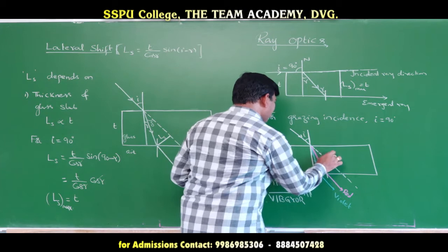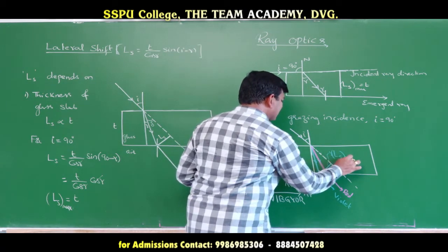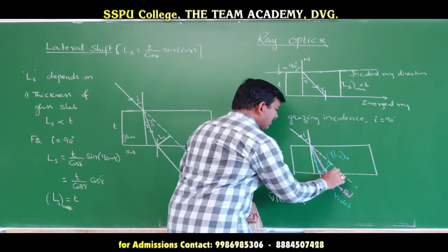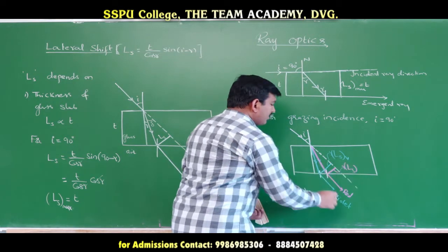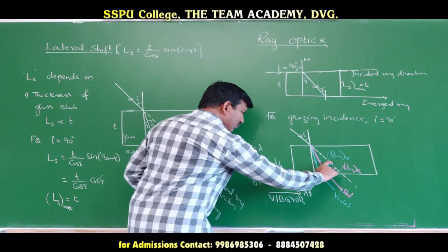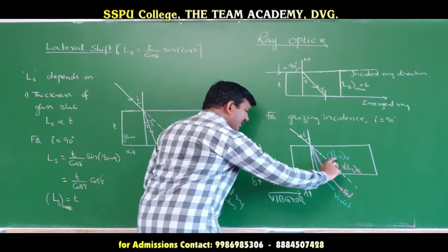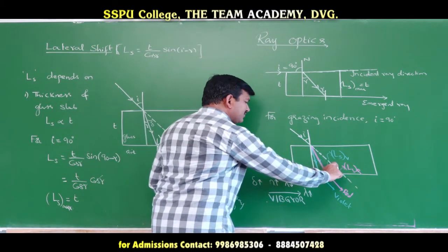This is said to be the lateral shift for violet color. Whereas, this will be the lateral shift for which color? Red color. So if you observe here, is this more or this more? Diagrammatically you can see that this distance is more than this distance. Therefore, lateral shift is more for violet and less for red color.